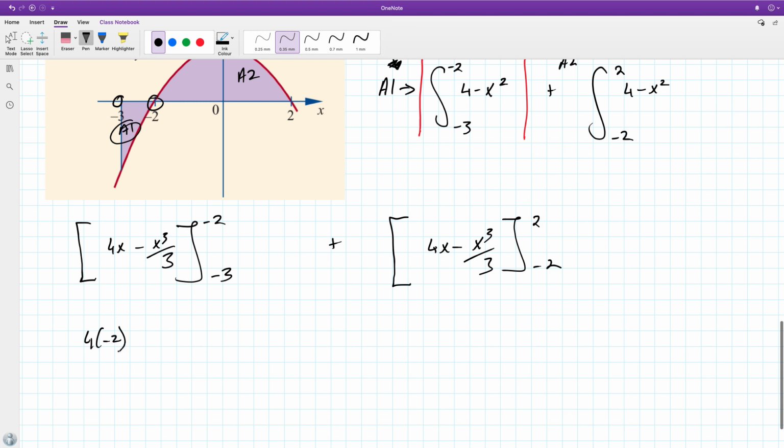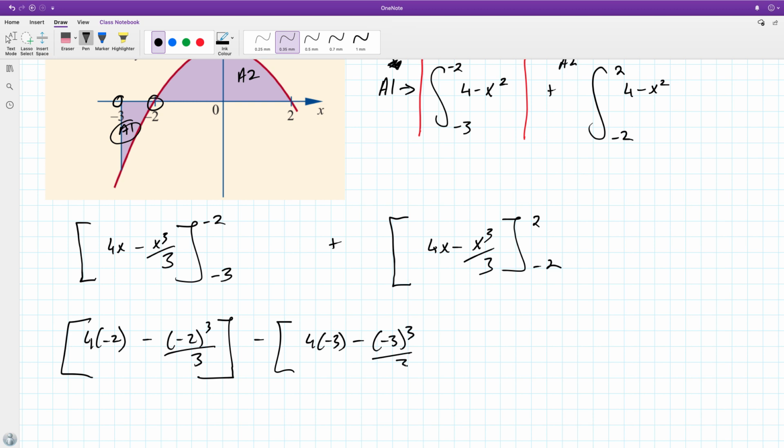4 times minus 2 minus minus 2 to be cubed over 3, minus 4 times minus 3 minus minus 3 to be cubed over 3. And don't forget absolute value of this.